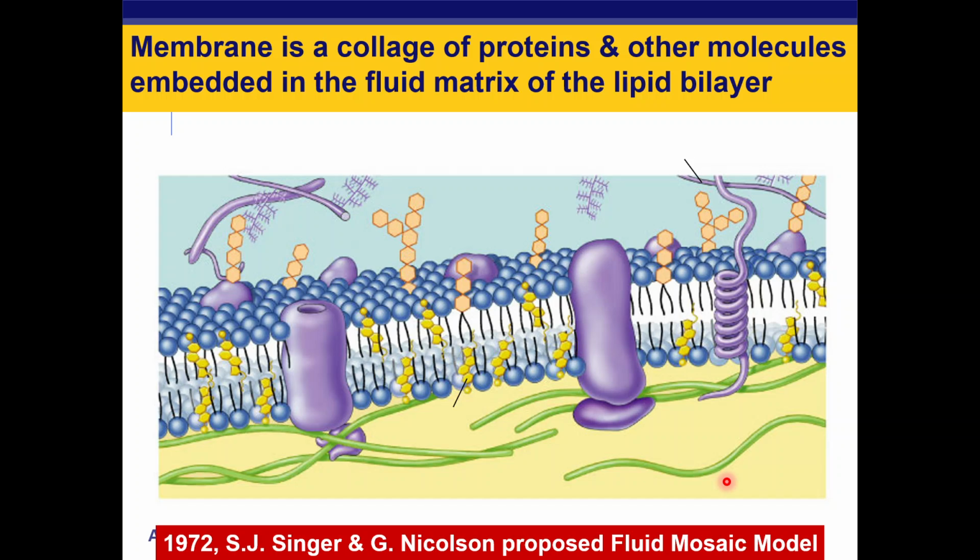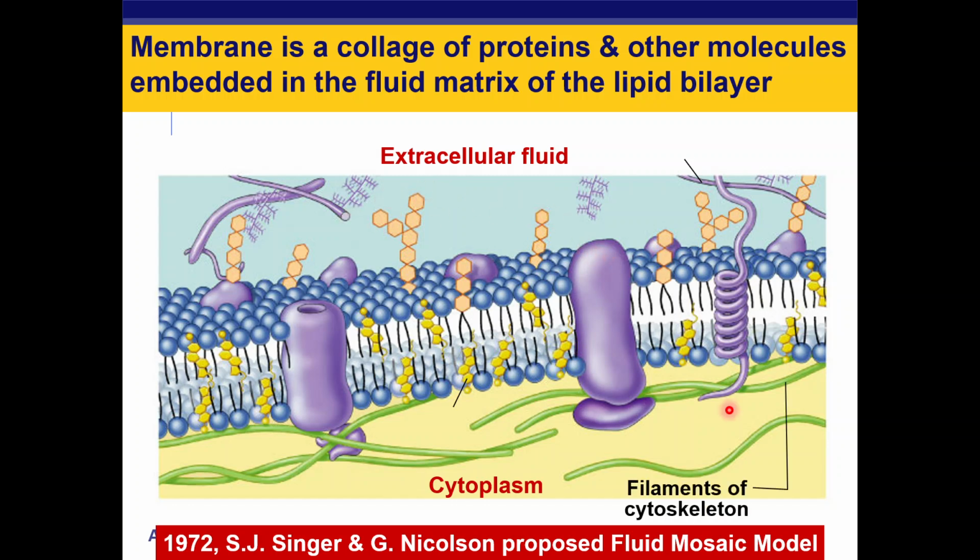All right, so the cell membrane is not just those phospholipids packed together. There are a lot of other components within the cell membrane. Cytoplasm, this is the internal part of the cell. This is going to be the external part of the cell, our extracellular fluid. These are filaments of cytoskeleton. Cytoskeleton helps the cell to keep its shape.